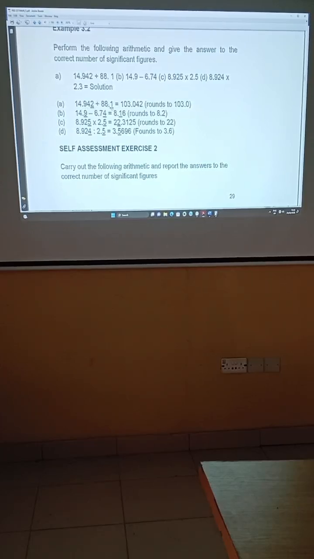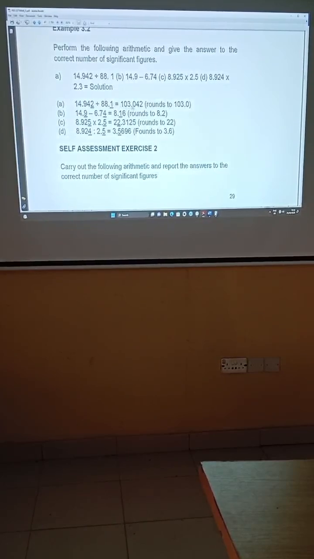(14.942) plus 88.1. Let's activate our calculator. A lot of times it gives us some typographical errors. So 14.942 plus 88.1. Our result is 103.042. So it's also correct from their own analysis.